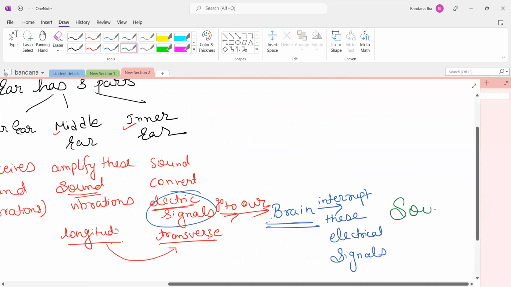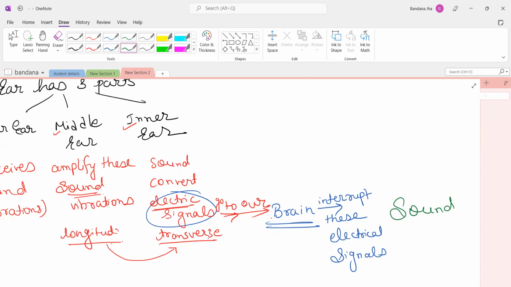Then we understand whether the sound is coming from forward or backward, or from where it is coming, and what that sound is. Whatever I am telling you, you are understanding because of electrical signals. The brain has interpreted these electrical signals in the form of sound. Is that clear? Now, the outer ear just receives the vibrations.